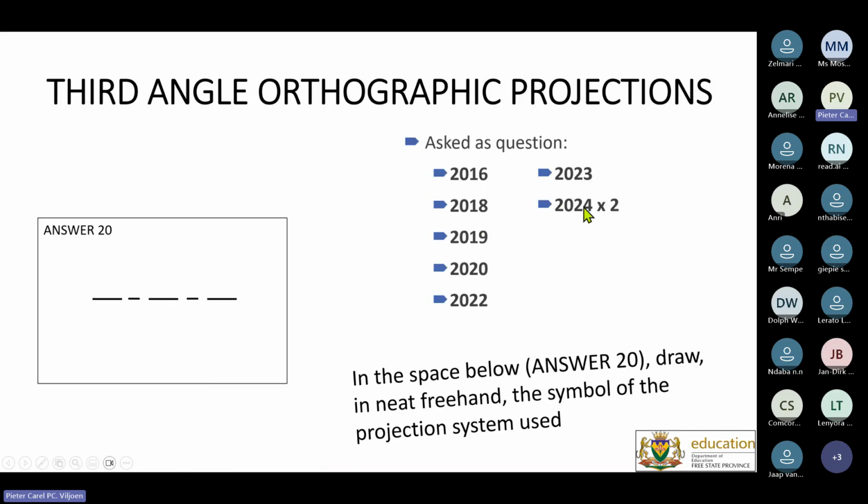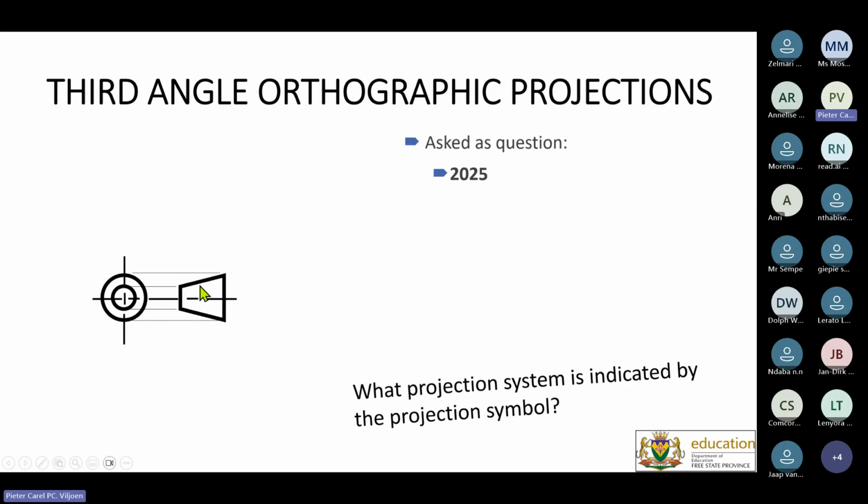Like I said to you, the third angle geographic projection symbol has been asked numerous times. So for learners to draw it, they must remember a few things. They must remember to draw the vertical center line, and then of course also the cone to the right and the rings to the left hand side.